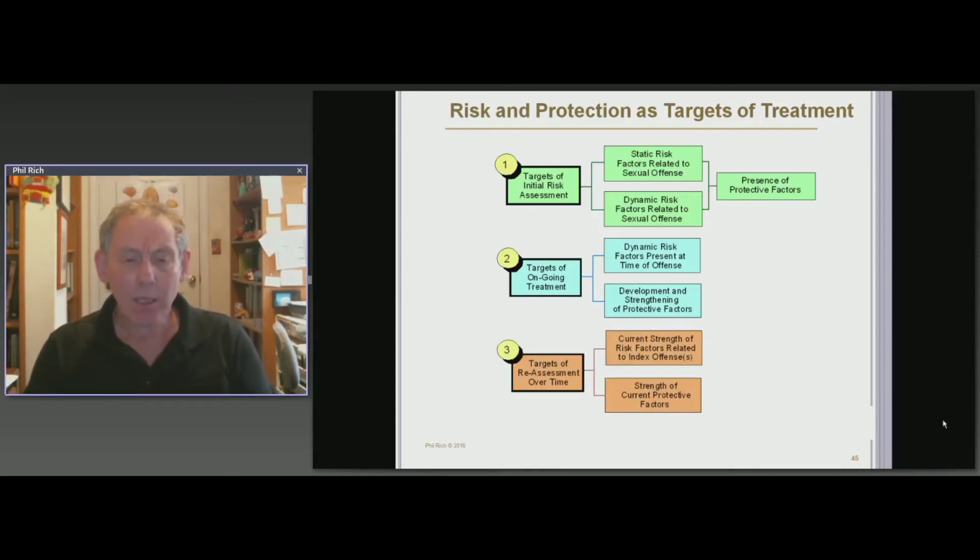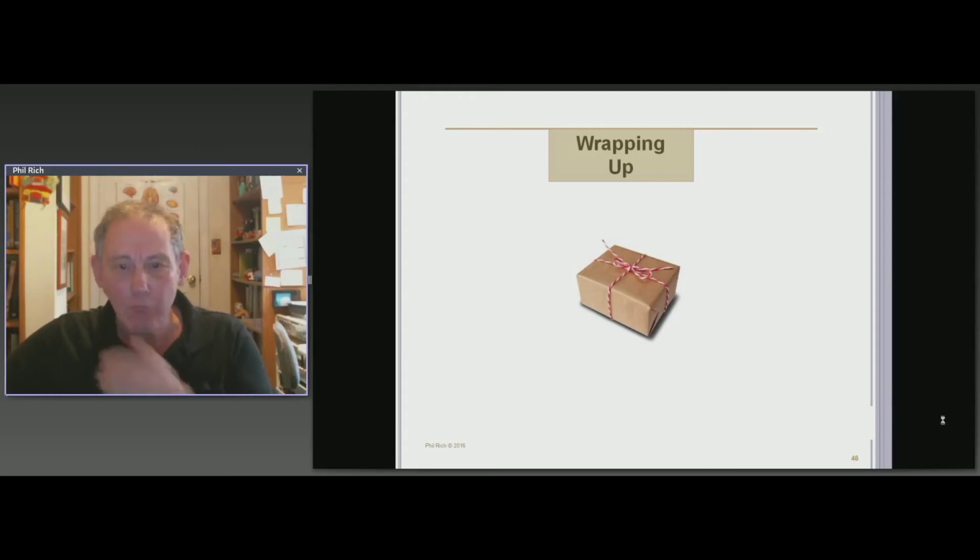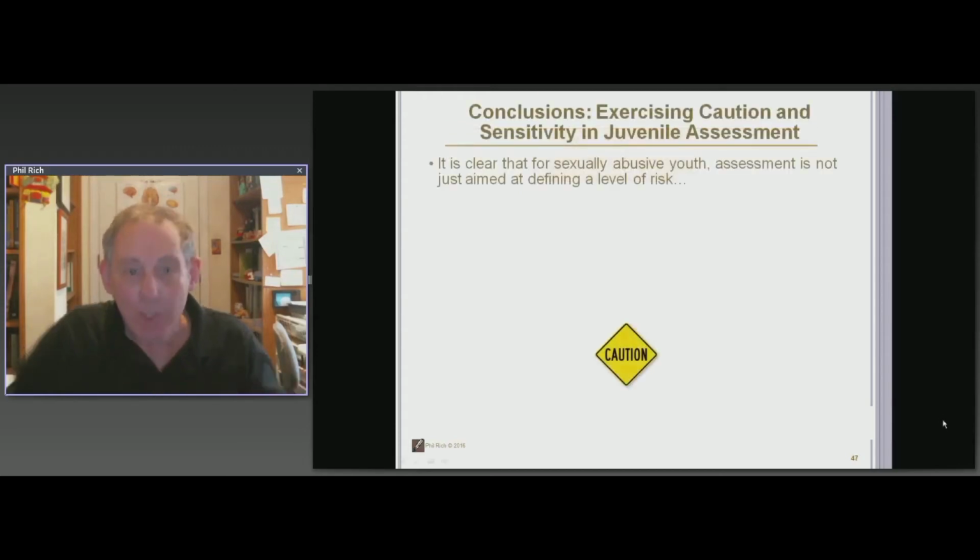And then when we think about reassessing risk over time, we're looking to understand what's the current strength of those dynamic risk factors? We hope it's been reduced. And what's the strength of current protective factors, which of course we hope to increase? Wrap it up so it's clear, right?